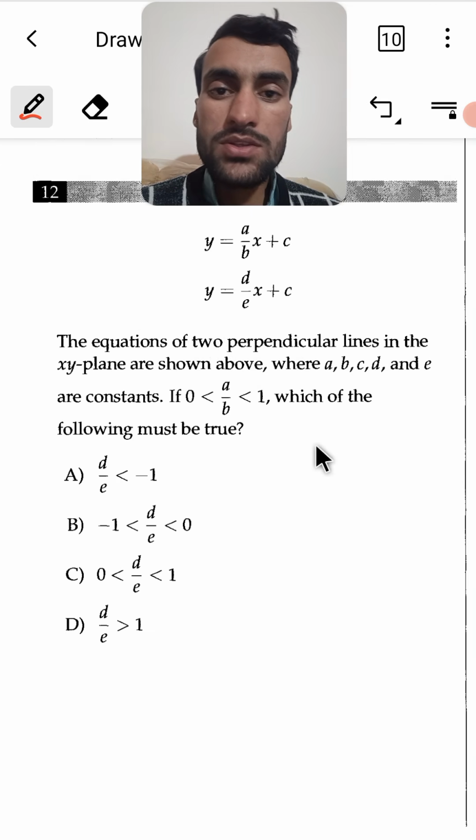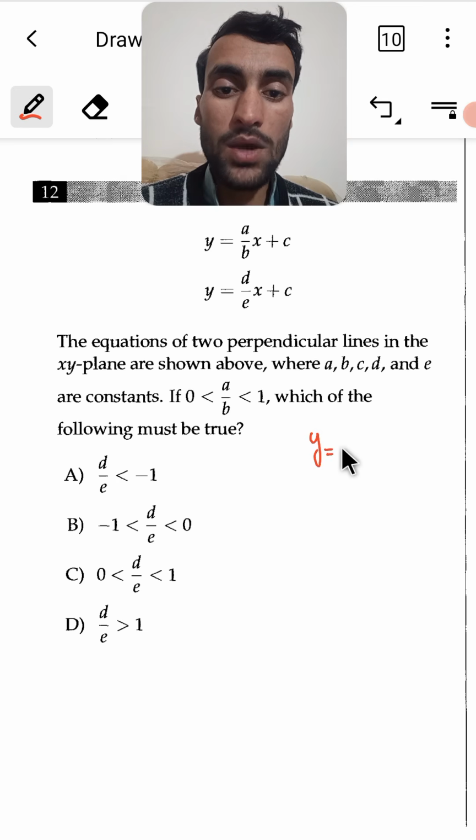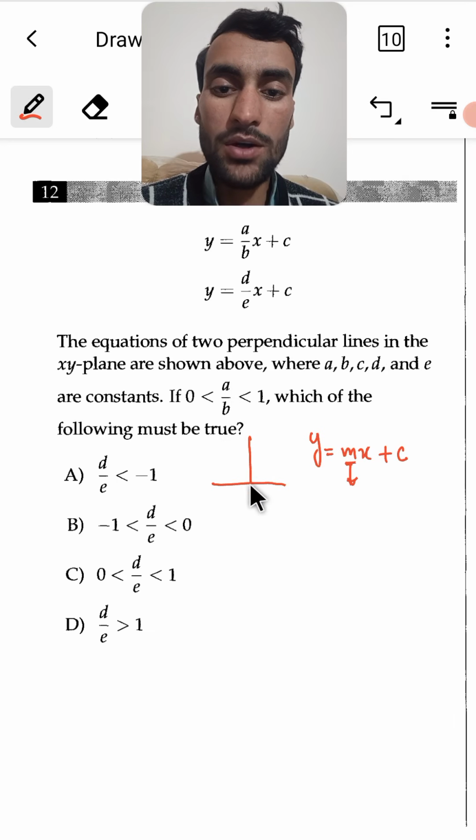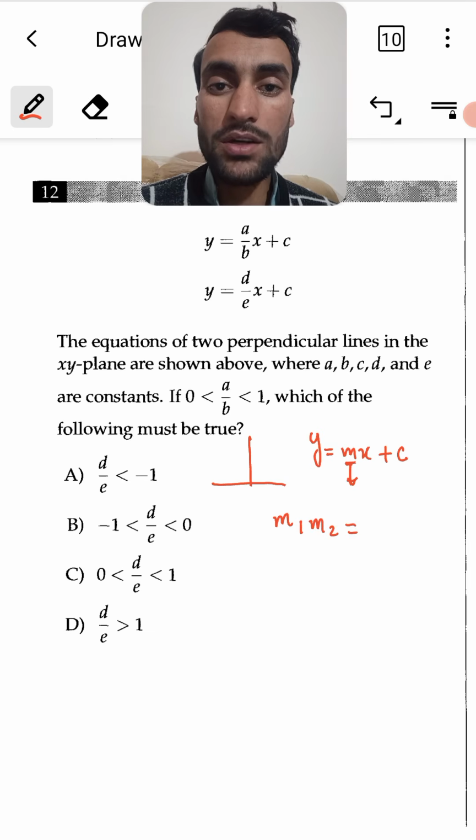We know that the standard form of a straight line is y = mx + c, where m is the slope of the line. And we also know that if there are two lines which are perpendicular to each other, then the product of their slopes, let's say the slope of the first line is m1 and the slope of the second line is m2, must be equal to -1.